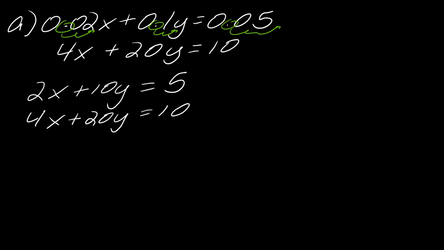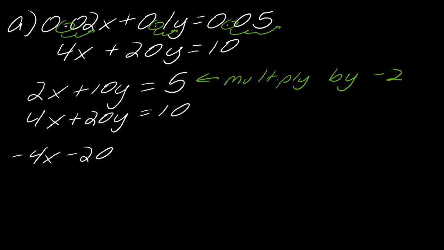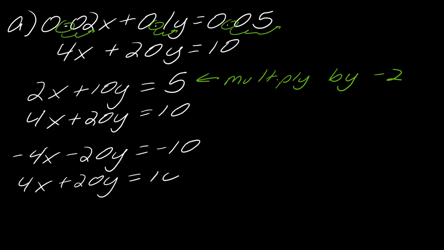And so from here, now this is the system that I could actually solve, and I can use whatever technique I want to solve this. So I think it would be best to use elimination. So what I'm going to do is multiply this equation by -2. And if I do that, then I'll be able to eliminate out definitely my x's. So if I multiply by -2, this becomes -4x minus 20y equals -10. And then this is 4x plus 20y equals 10.